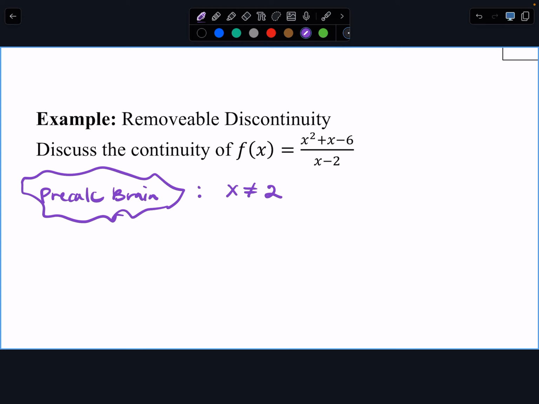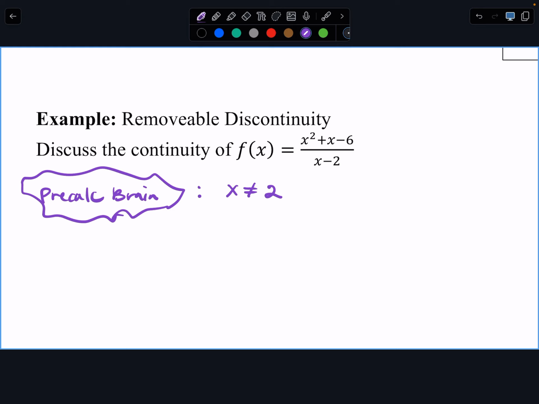So everywhere else is going to be continuous, just because you are familiar with rational functions, right? The only point of discontinuity is 2. There's no other domain restrictions. You guys understand, that's a rational function. There's not going to be a jump, right? That would have to be like a piecewise or something. 2 is the only potential point of discontinuity.